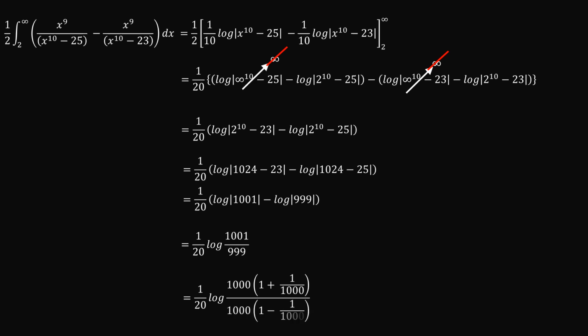So if we pull 1000 out and we express the numerator and denominator as a sum and subtraction respectively, you have 1000 for the numerator times 1 plus 1 over 1000, and for the denominator inside the logarithm function, it's 1000 times 1 minus 1 over 1000. And the thousands could cancel out, and so you're left with 1 over 20 logarithm of 1 plus 1 over 1000 over 1 minus 1 over 1000.